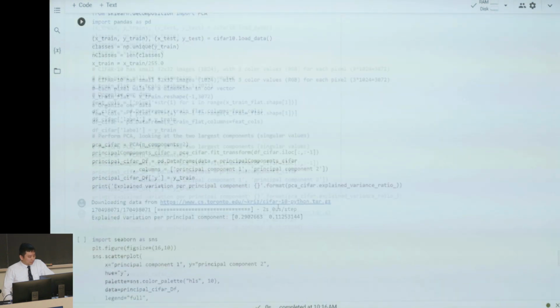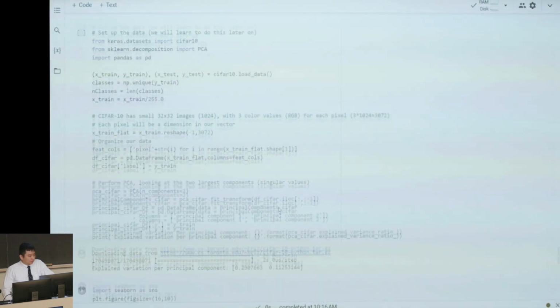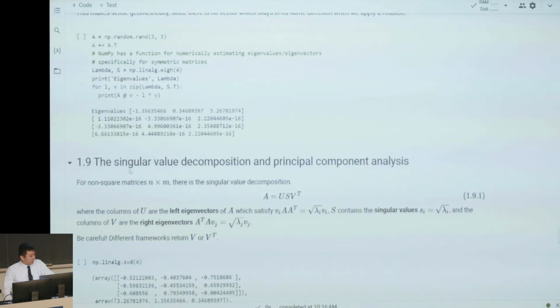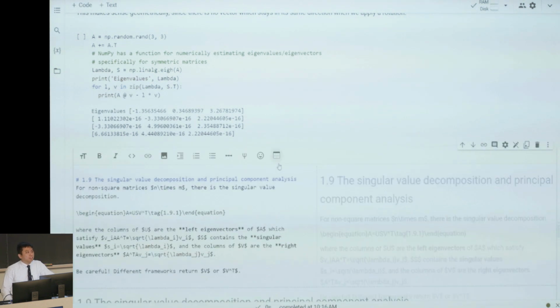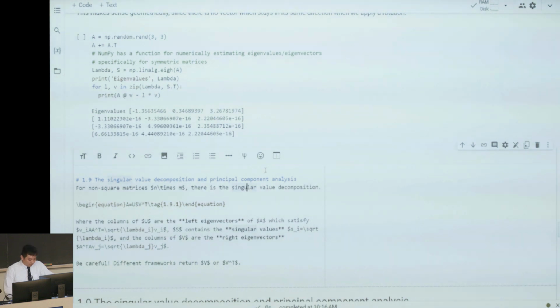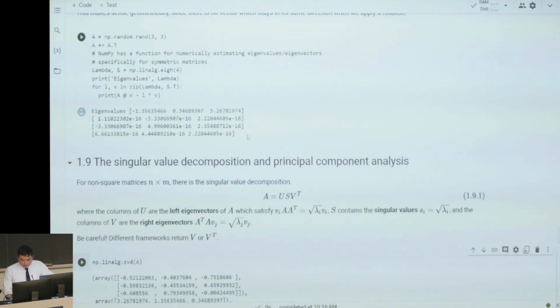We will not go through the rest of this. You'll see applications of what's called principal component analysis this afternoon, I think. So we'll leave it there, and I think we'll take a 15-minute break right now.